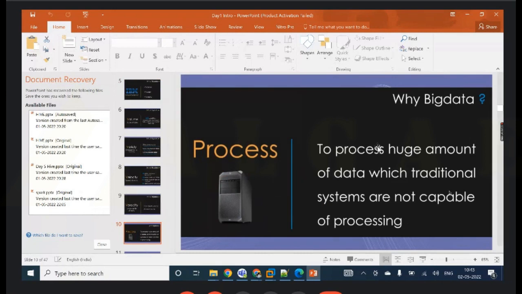See, read this one. Chandran, can you read this one? To process huge amount of data which traditional systems are not capable of processing. So why big data? Last time I told you, right, in MySQL and all, there are some space issues, multiple issues. For example, if your server is full, again you need to migrate to a new server, and again you need to migrate all the previous data to the new server, right? Yes or no? So there are multiple disadvantages. So that's why big data came into the market.